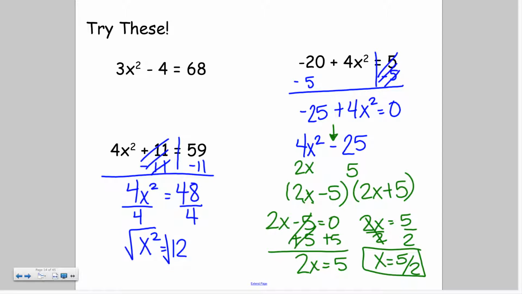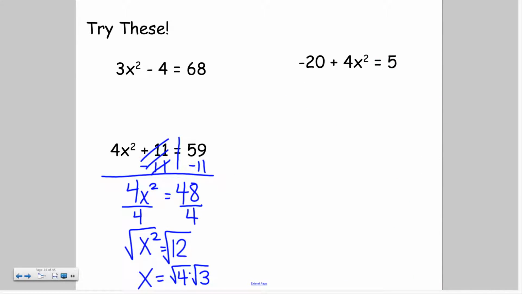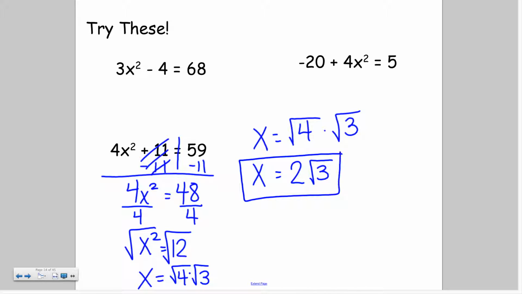Take the square root. 12 is not a perfect square, but we can break it down again. So x is equal to the square root of 4 times the square root of 3, because we know 4 times 3 is 12. 4 is a perfect square. 3 is not, so we're going to leave it that way, but we have 2 square roots of 3. And of course we need 2, so plus minus.